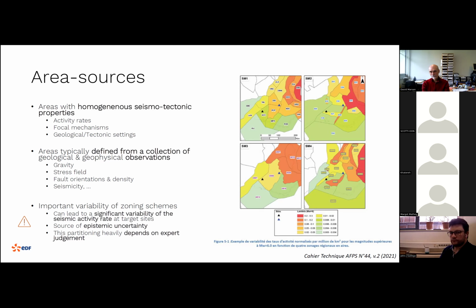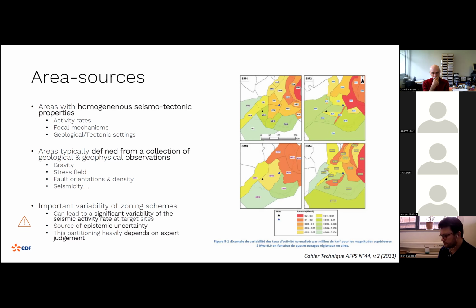So you can see that this can lead to significant variability in the seismic activity rates at the target site. If you consider, for example, these two target sites, the triangles, you see that the seismic activity at each site depends a lot on the zoning scheme. So in itself, it constitutes what we call a source of epistemic uncertainty.